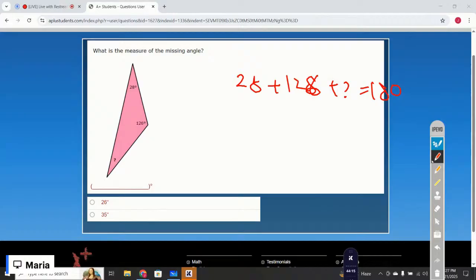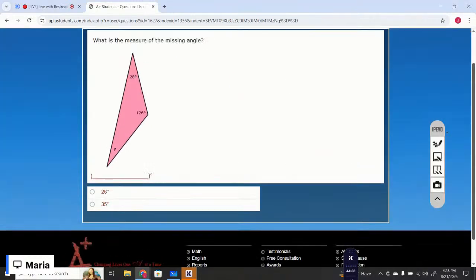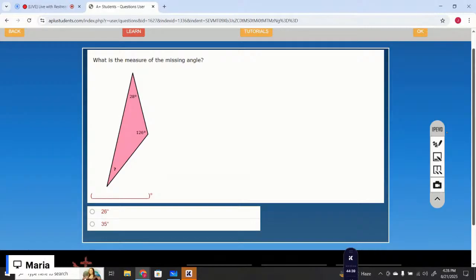126 plus 28 is 154. So 180 minus 154 is 26 degrees. Option number 1 is the correct option. That is 26.